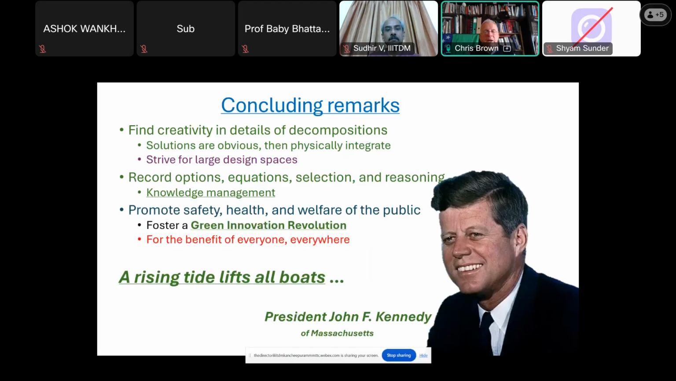So we have had good presidents in the United States.